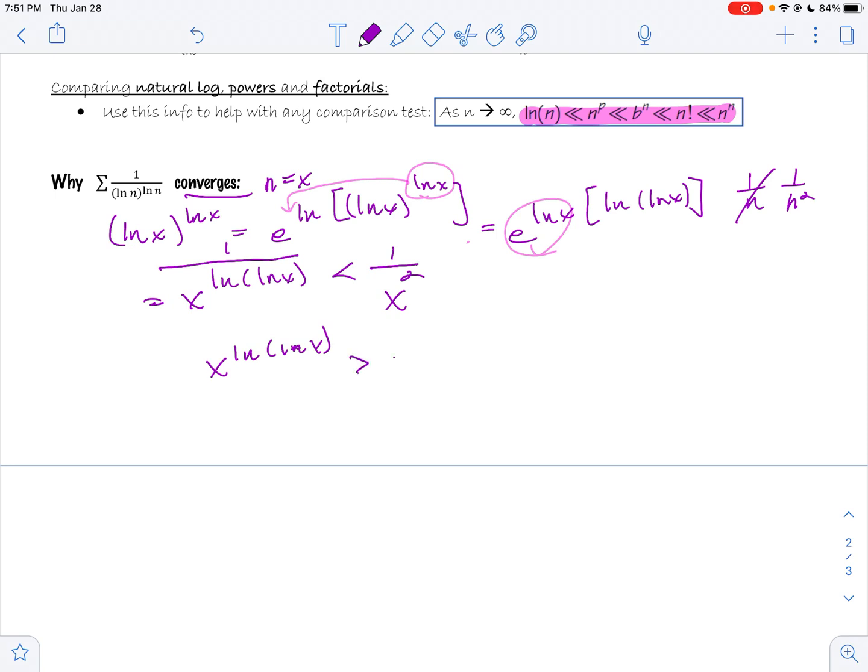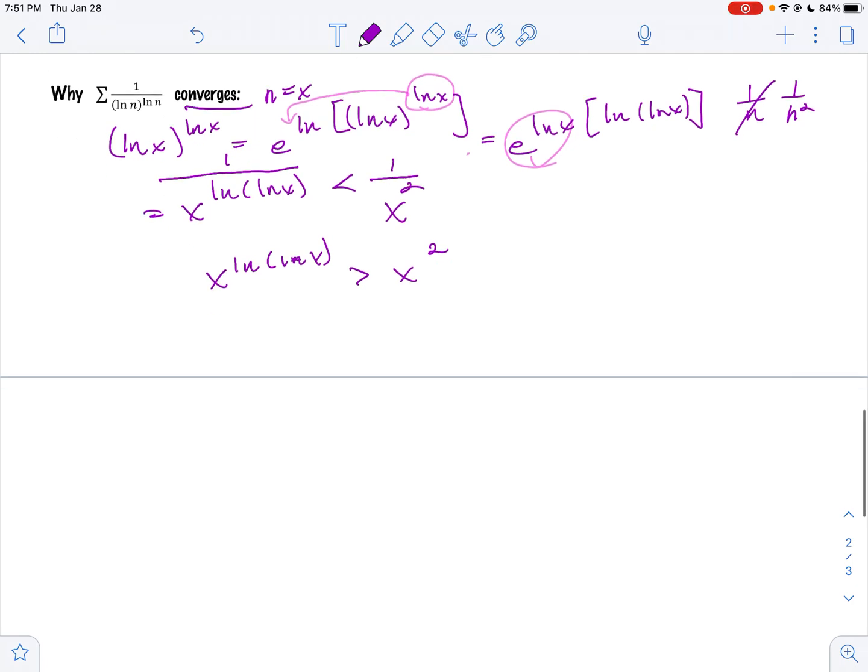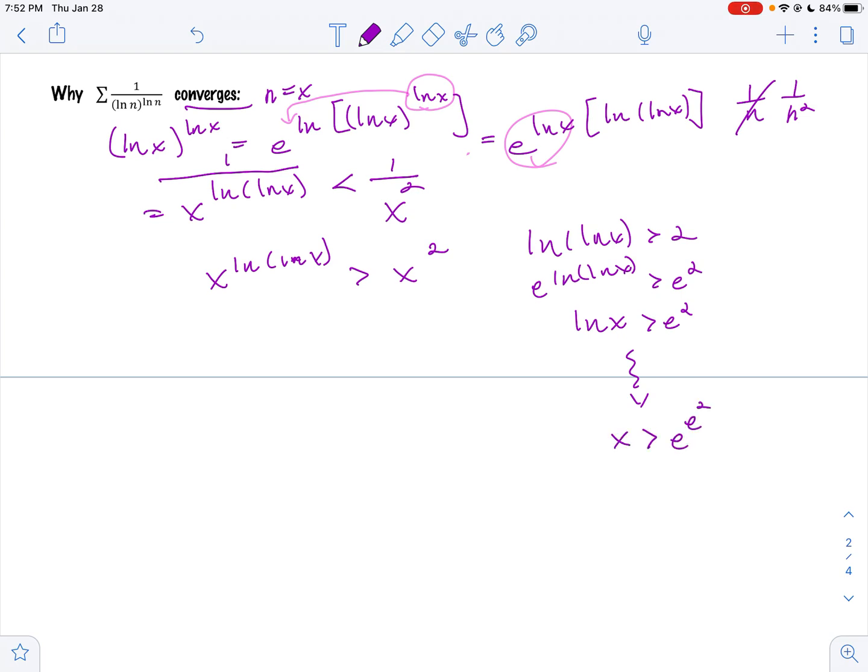So what that means is we need x to the power of natural log of the natural log of x to be greater than x squared, which means we need the natural log of the natural log of x to be greater than 2. So let's solve that. I get e to the natural log of x greater than e squared, and that means the natural log of x is greater than e squared, and then if I do the e thing again, I get x is greater than e to the power of e squared. If you plug that into your calculator, you get approximately 1618.